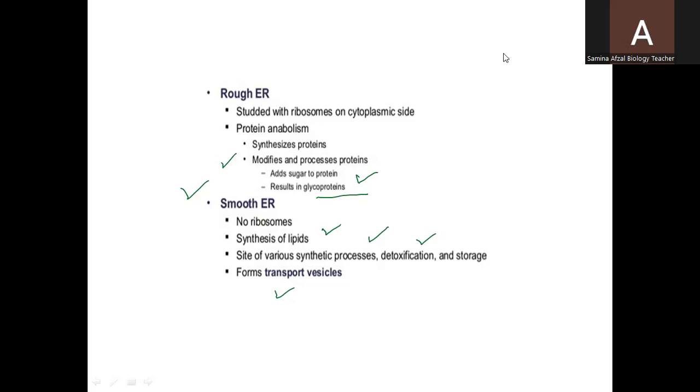So this was the function of both types of endoplasmic reticulum, which is a very precise transporting or delivery system inside the cell.